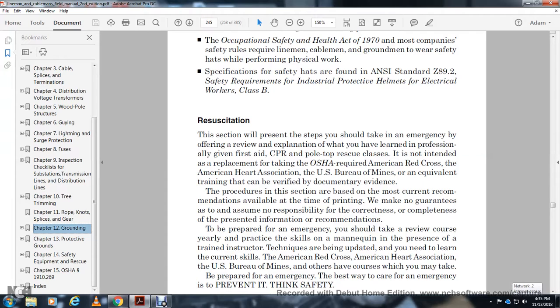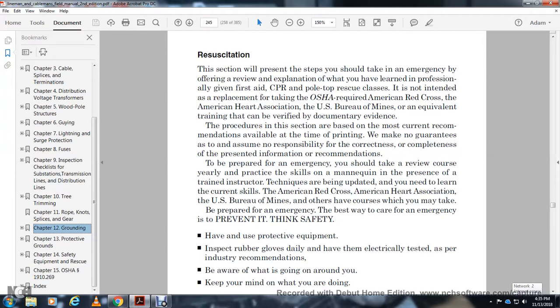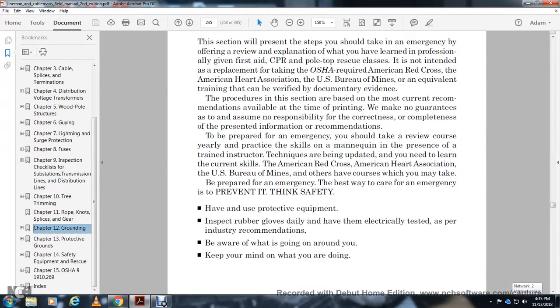To be prepared for an emergency, you should review the course and practice the skills, as the techniques are being updated. You need to learn the current skills from the American Red Cross, the American Heart Association, or the U.S. Bureau of Mines courses, which may help you prepare for any emergency. The best way to handle an emergency is to prevent it. Think safety. Review your protective equipment, inspect rubber gloves daily, and have them electrically tested per industry recommendations. Be aware of what is going on around you. Keep your mind on what you're doing.